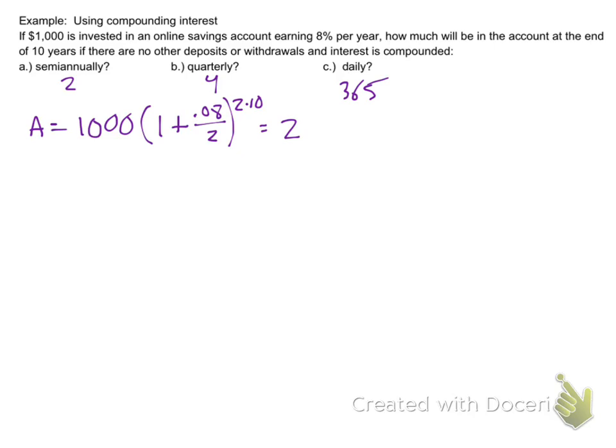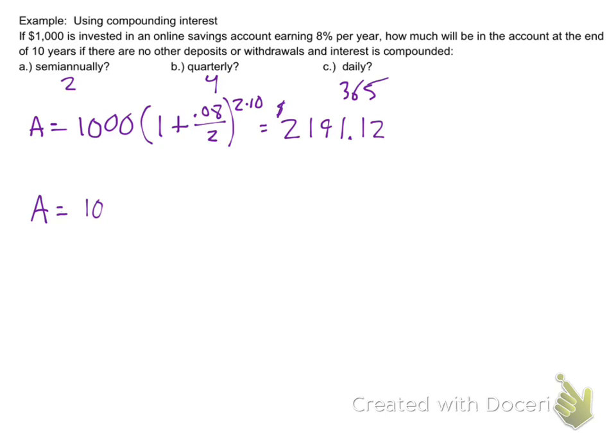I'm assuming it's around $2,000. 2,191 and how much change? 12 cents, give or take. Look at that, guys. I more than doubled my money doing absolutely nothing. Wouldn't you guys like to have that kind of money? What if I went to the second account? What if I said, hey, if I had an option, let's go with quarterly.